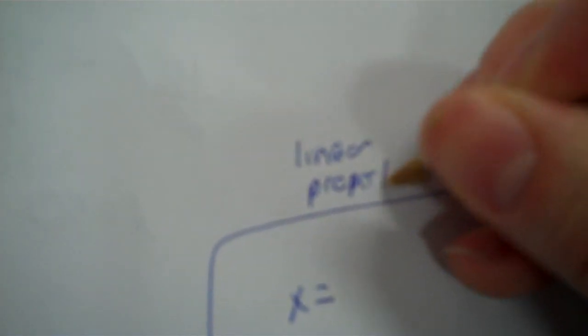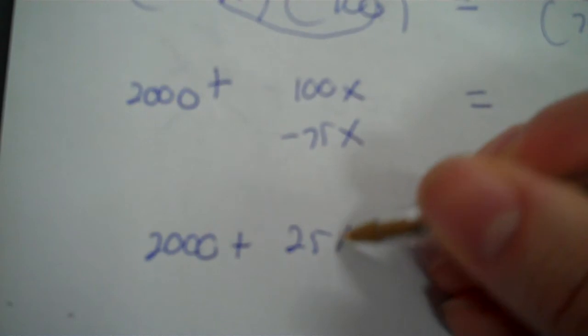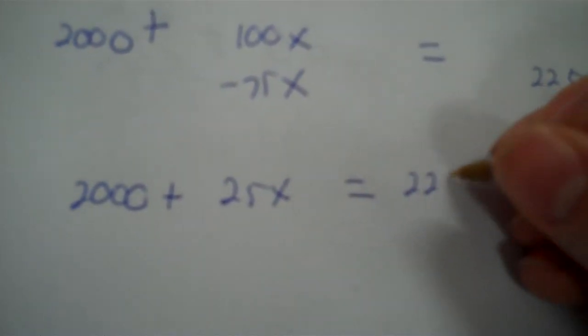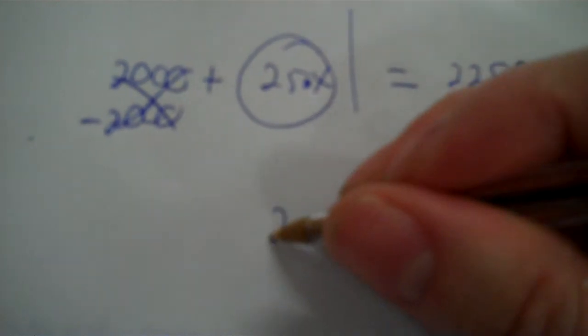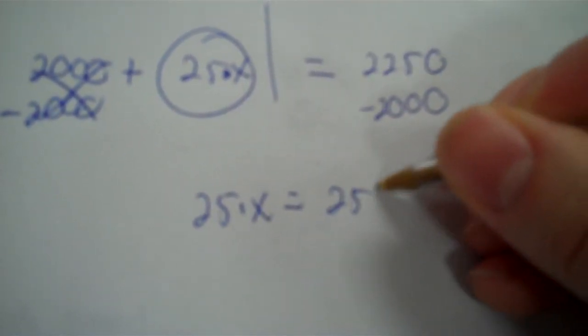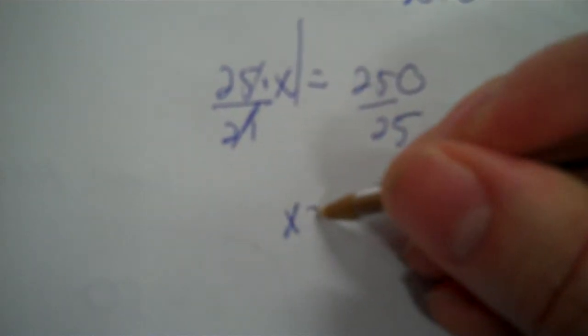So you're solving for x. It's only to the first power, so you're applying linear properties again. Okay, so you take out one of your x's. I'll go after this one: minus 75 from 100. So 2,000 plus 25x equals 2,250. Okay? All right, so you got x over here, you got plus and times. So you take out your 2,000 by subtracting 2,000. That's 250. And you divide each side by 25. And that's 10, so x equals 10.